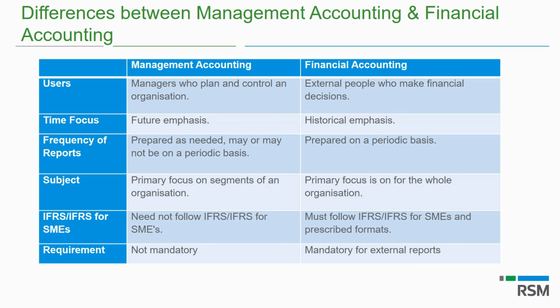Frequency of reporting: financial accounting is prepared on a periodic basis, definitely at least on an annual basis, because the Companies Act and income tax requirements dictate that, but it could also be produced more often. Management accounting is produced where necessary. Management accounting could be on an ongoing basis. Management may be able to press a button at any point in time to see where the results are right now. It doesn't have to be linked to a specific period. The subjects: management accounting would focus specifically on segments, financial accounting would focus on the whole organization.